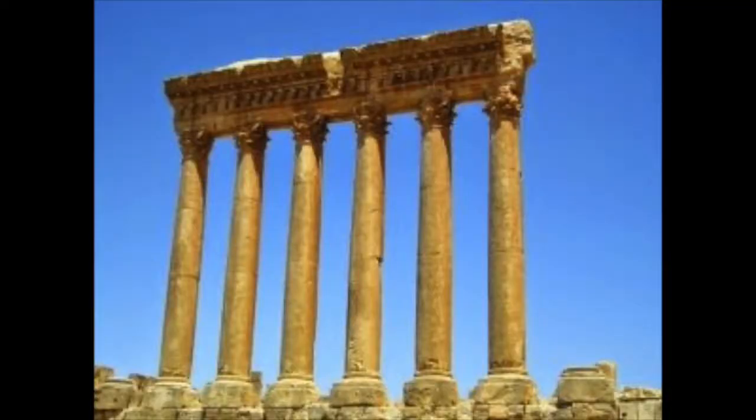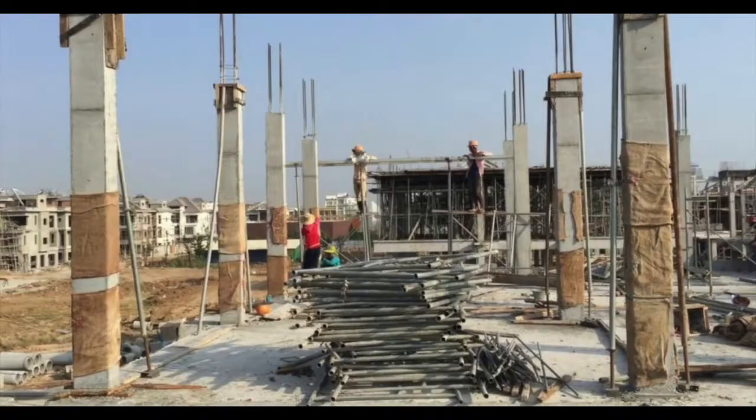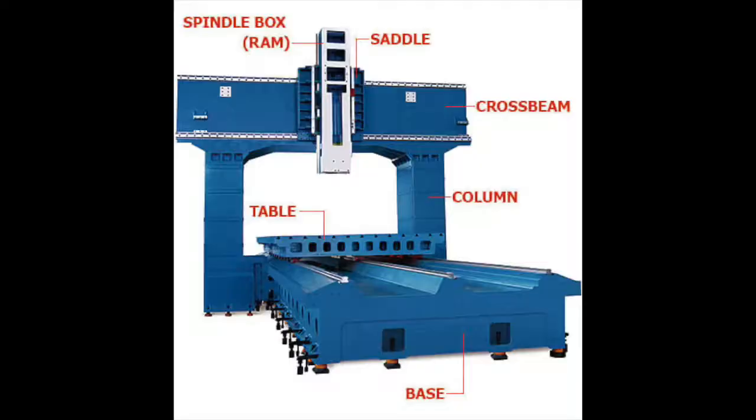Hi guys, so in this video, we will be covering design decisions related to a column. A column is a design feature used as a compression element to support the load on top of its surface. Here are some examples of columns used in many engineering applications.